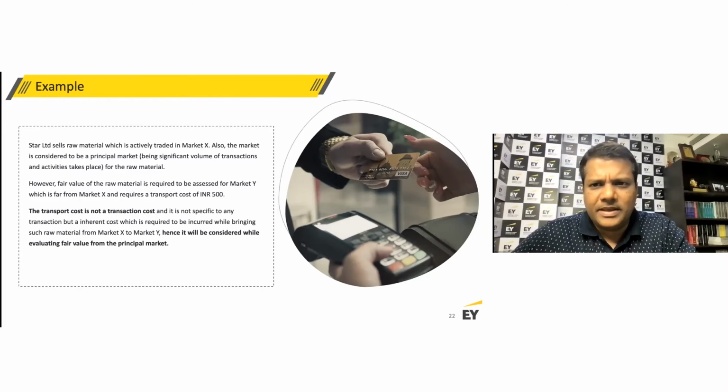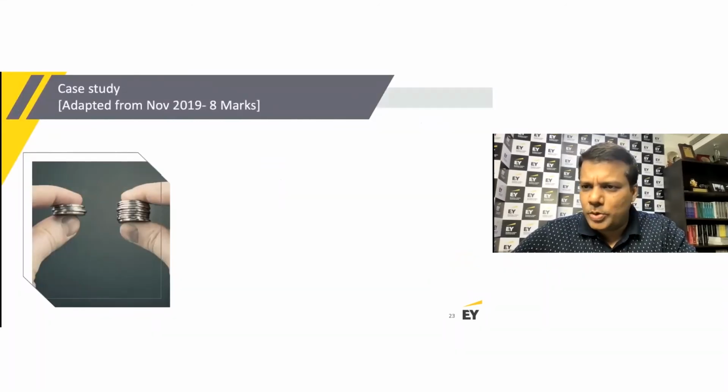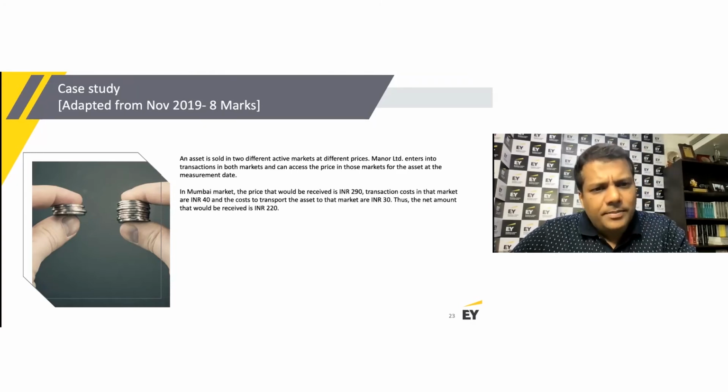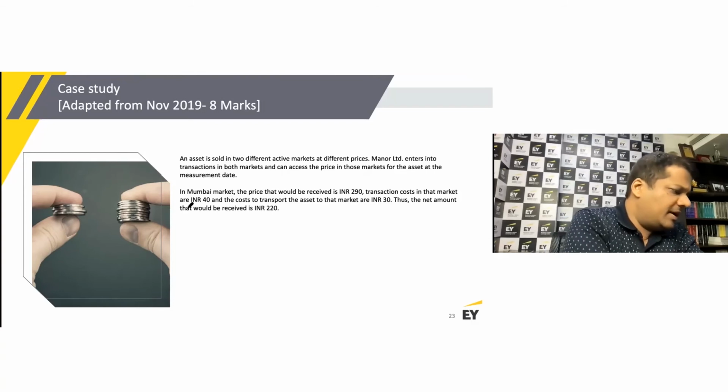All right. Awesome. So let's look at the example which was there in November 2019. An asset is sold in two different active markets at different prices. Menor Limited enters into transactions in both markets and can access the price in those markets for the asset at the measurement date. In the Mumbai market, the price that would be received is INR 290. Transaction cost in that market is INR 40 and the cost to transport the asset is INR 30. Thus, the net amount would be 220, which is nothing but 290 minus 40 minus 30, right? So I'm getting 220.